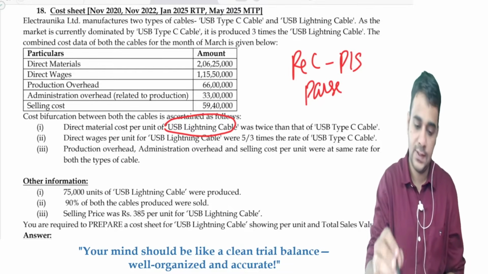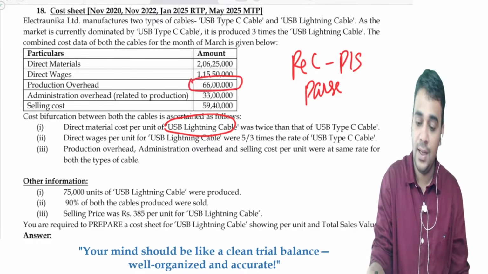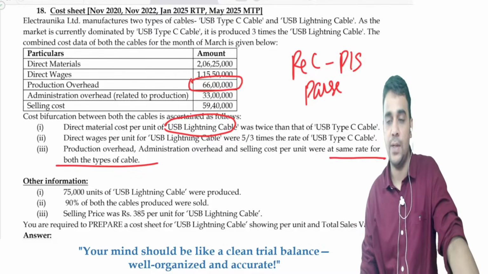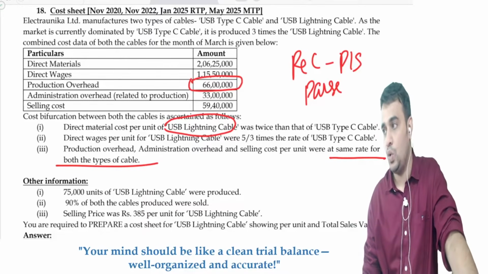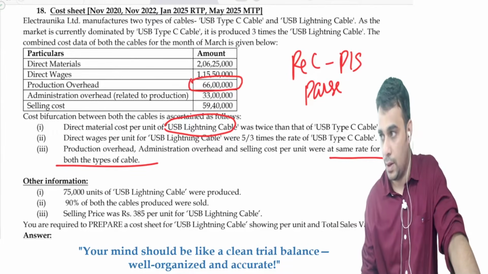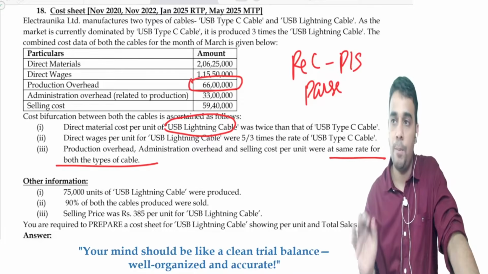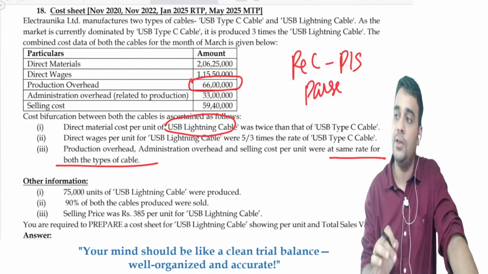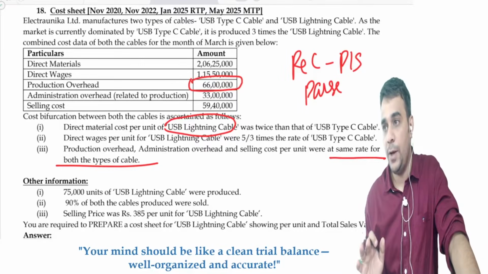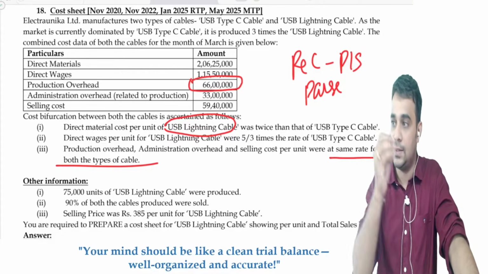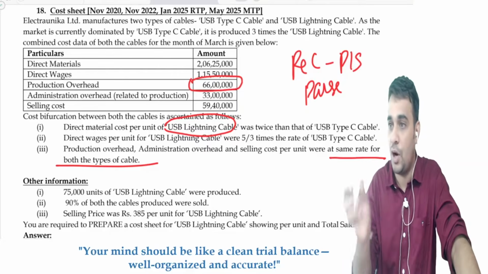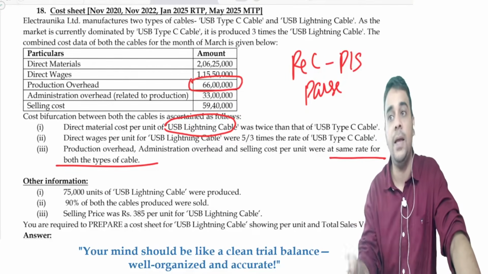I will do 66 lakh is the amount, and they are saying the same rate for both types of cable. Same rate means you can split in the ratio of 75 to 25, whatever number of units we produced, because the cost is the same for both products. So 66 lakh divided by 3 lakh, which is 75,000 plus 2 lakh 25,000. The cost per unit is the same whether it is type C or lightning. Whereas for others I could not do it like that because the cost was single, double, single, 5 by 3, all was there.